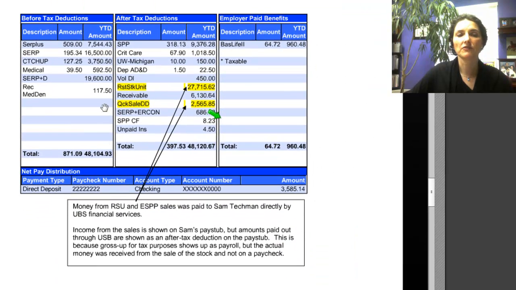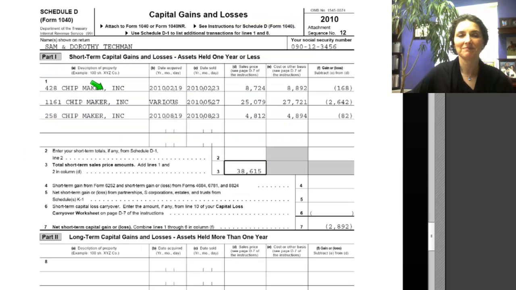And here we have some more information that's interesting. This is the net paycheck that Sam received for the year. Money from the RSUs and ESPP shares was paid to Sam Techman directly by USB Financial Services and not through a paycheck. So income from the sales is reported on his W-2, but it's not included in his net paycheck that he received for the year. This is because the gross up for tax purposes has to be shown on his pay stub, but the check did not come from his employer. Instead, it came from USB.